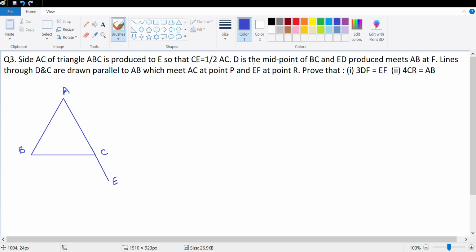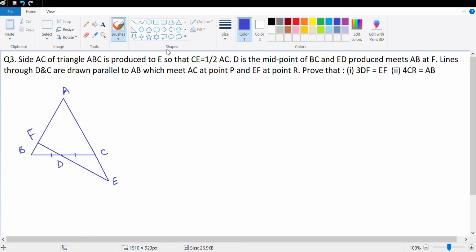Next, D is the midpoint of BC. So let D be the midpoint of BC. This and this are equal. It's given. And ED produced meets AB at F. Okay, so ED is produced and it meets AB at F. Perfect. So this is point F.